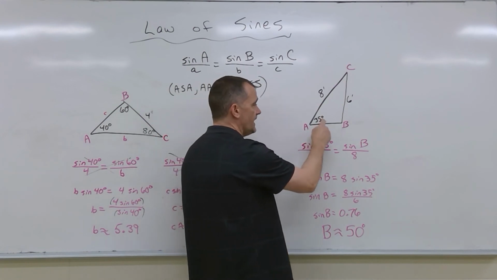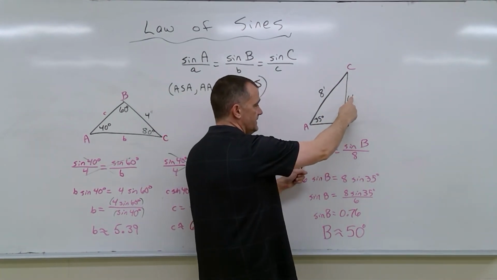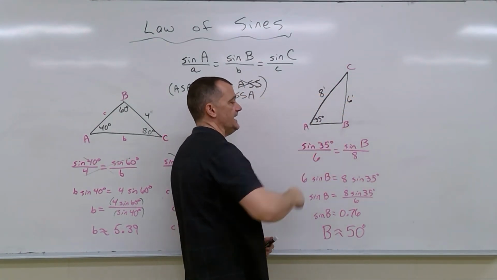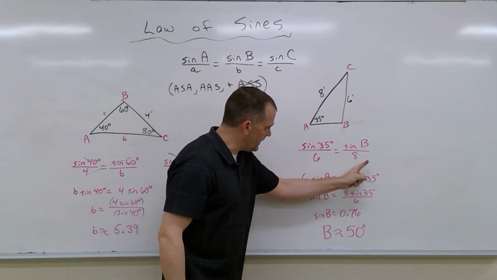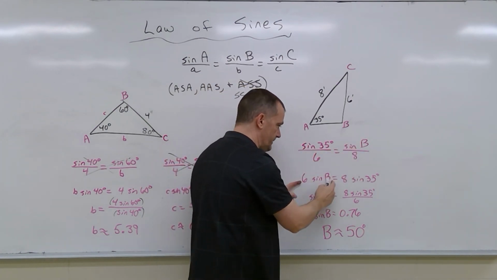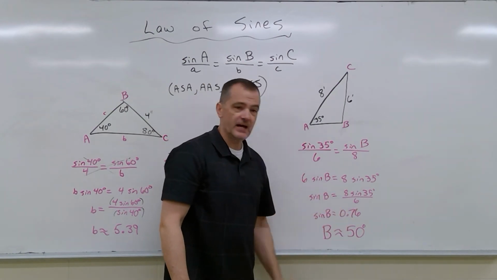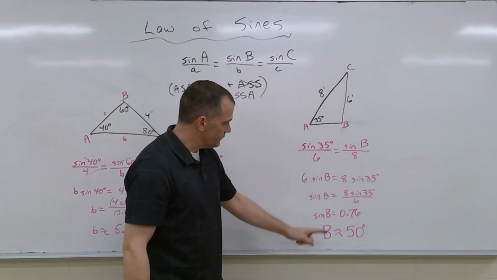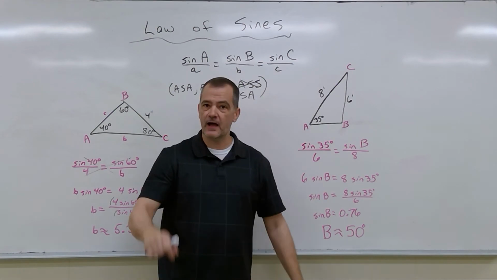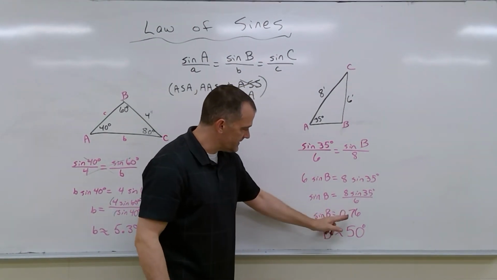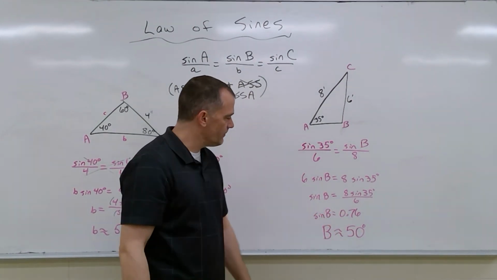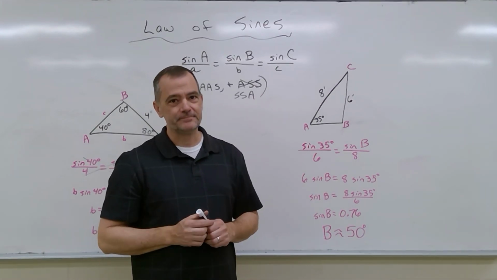I said the sine of 35 is to 6, as the sine of b is to 8. I cross multiplied, so 6 times the sine of b equals 8 times the sine of 35 degrees. I divided both sides by 6, and I was very careful. I typed in 8 times the sine of 35, press enter, divided by 6, and got approximately 0.76.